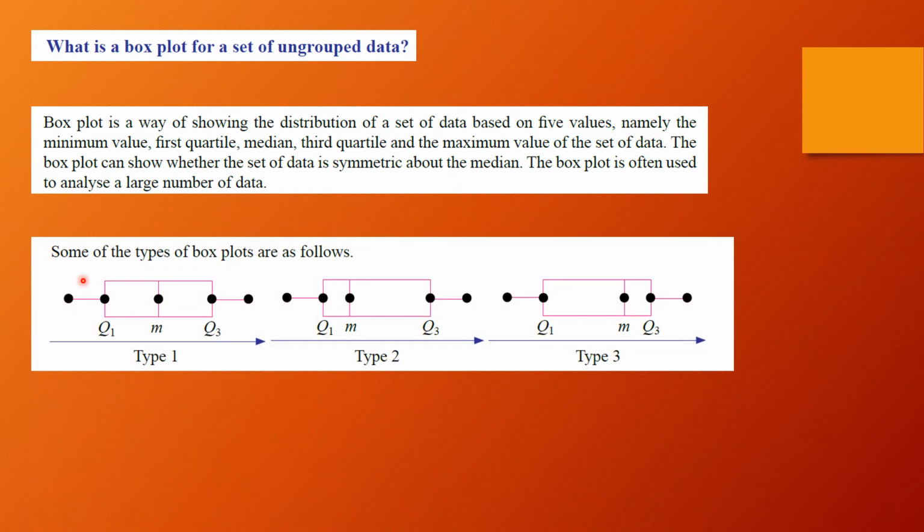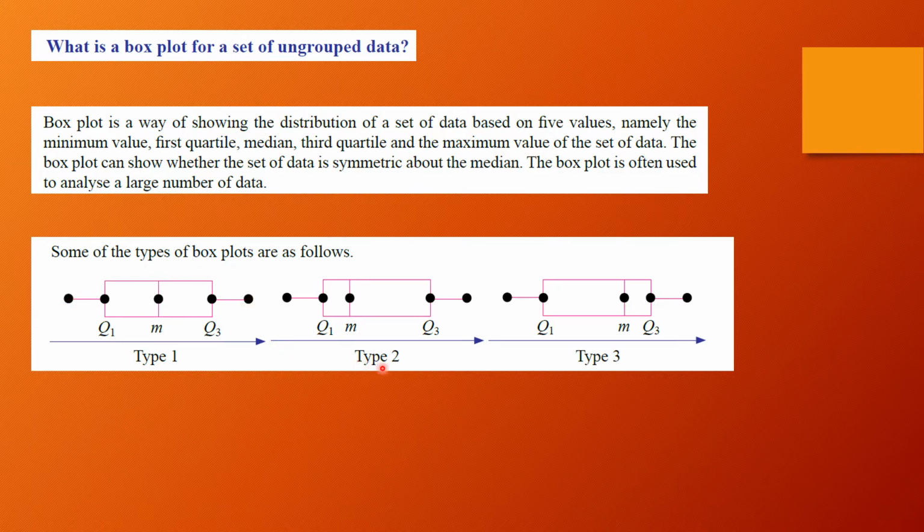So these are some examples of box plot. For the first type, we can see Q1 is the first quartile. So the box plot, this is the box, starting with the first quartile, and in the center of the box there is another line, that is M. M is the median. That means the median is at the center of the first quartile and third quartile. Q3 is the third quartile. So here this will be the range, starting from this value until this value.